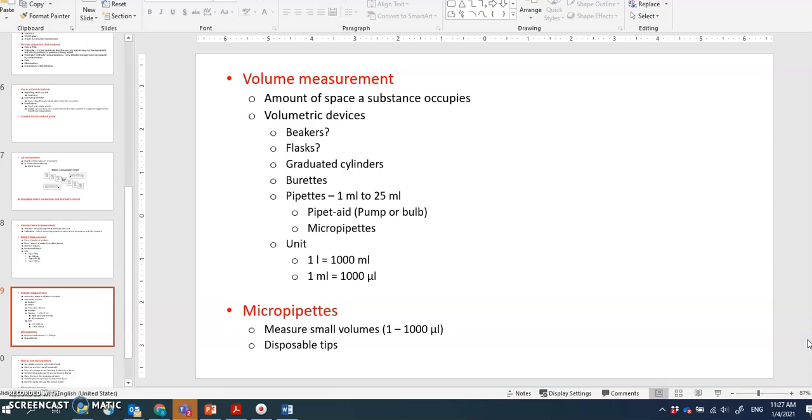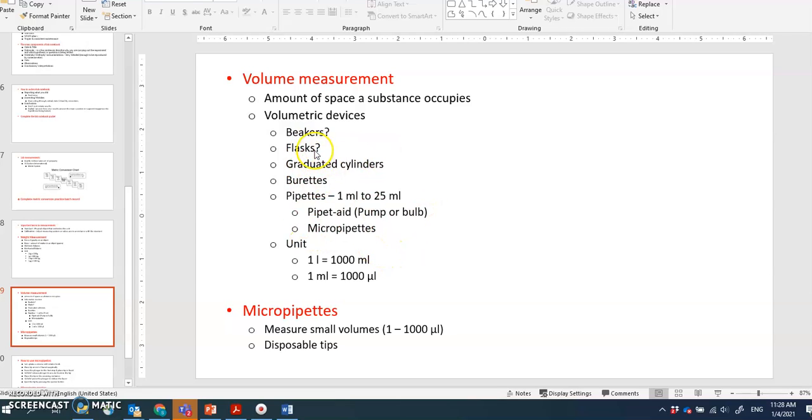So volume is defined as the amount of space a substance occupies. Normally it's a liquid that you measure in volume. So what are the volumetric devices that you can use in your volumetric measurements? Things like graduated cylinders, burettes, pipettes, micropipettes. Those are the main things that you can use.